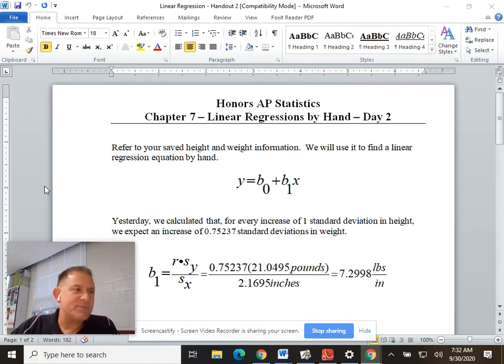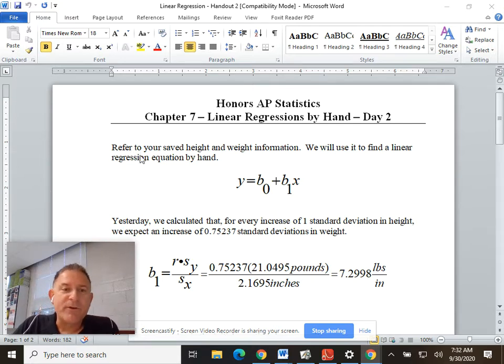We found the means, we found the deviations, we found R. I'm going to trust that you remember those numbers. I believe the average height was 70.96 inches, and the average weight was 153.6. The deviations were 2.17 for height and 21 pounds, give or take, for weight. And I believe our correlation coefficient was 0.75. So you have all that information written down in your notes, so when I refer to it, you'll know what I'm talking about.